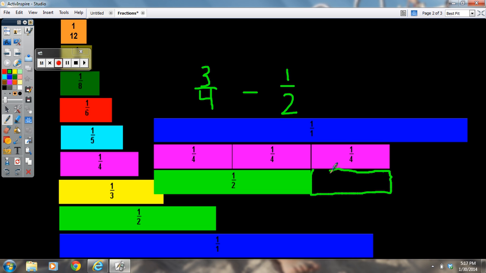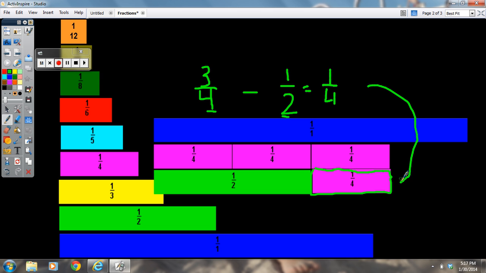And what we do at this point is what we did when we were adding the fractions. We need to find fraction pieces that would fit into that spot right there. This one seems pretty clear that if you take a fourth piece and fit it right here, it's going to be the same exact length as that missing spot. Therefore, our answer to 3/4 minus 1/2, the difference between those two fractions, is 1/4, as demonstrated by the fraction bar right here.